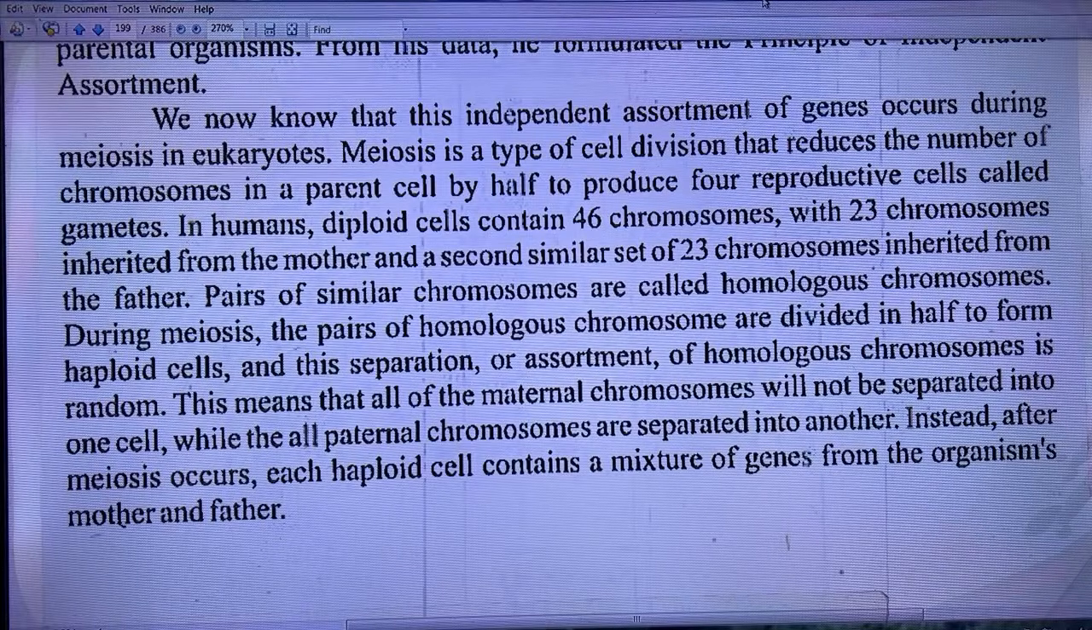And this separation or assortment of homologous chromosomes is random. This means that all of the maternal chromosomes will not be separated into one cell while all paternal chromosomes are separated into another. Instead, after meiosis occurs, each haploid cell contains a mixture of genes from the organism's mother and father.